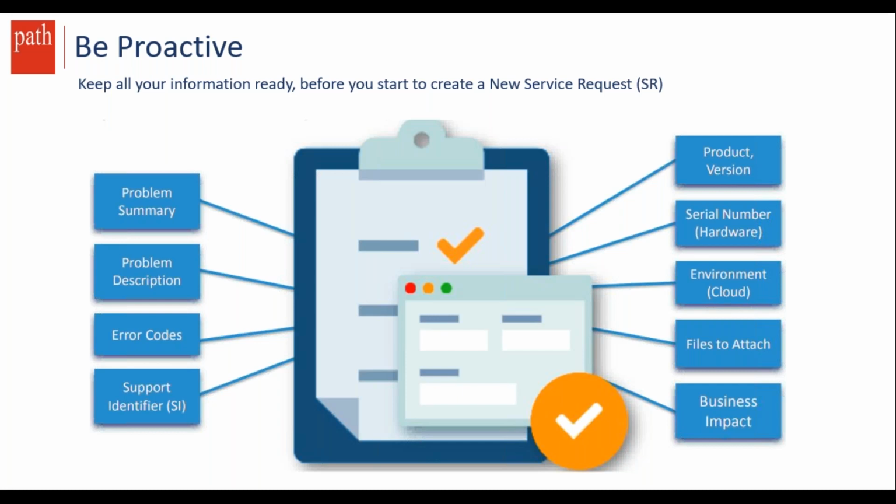This information includes a clear problem summary, problem description, and all the error codes you are getting. Raise the SR in the correct CSI number, and provide the correct product version where you are facing the issue. If it is an Oracle hardware issue, then provide the correct hardware serial number, attach the required log files, and put in the business impact. By providing all this information correctly, it will save your critical time in getting the right resolution.